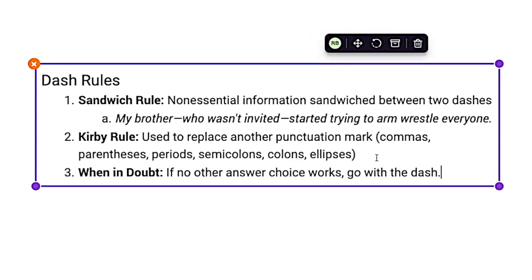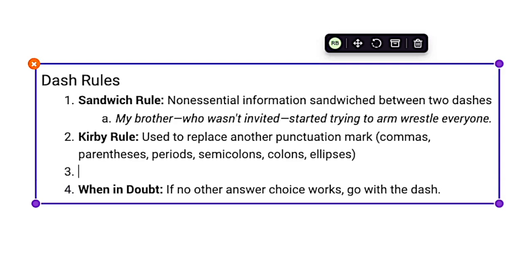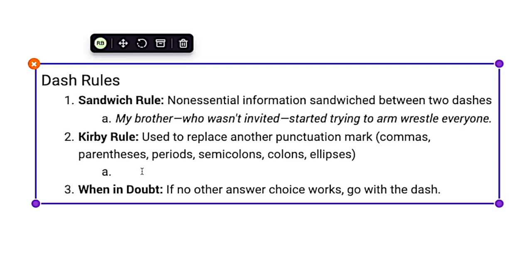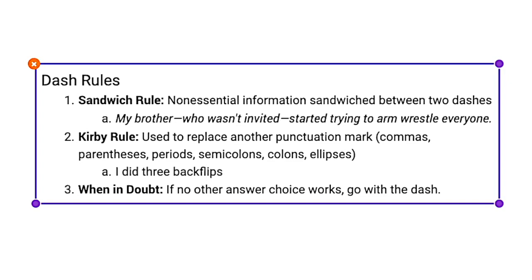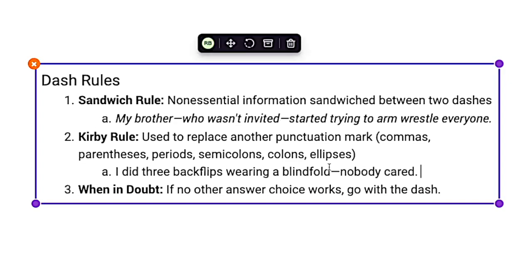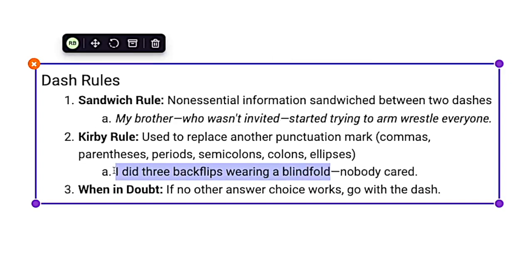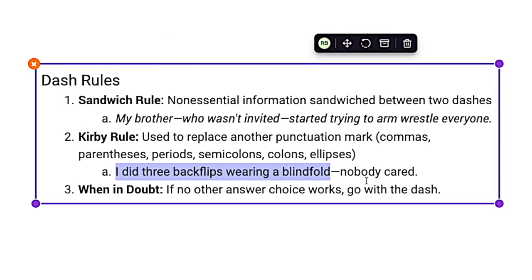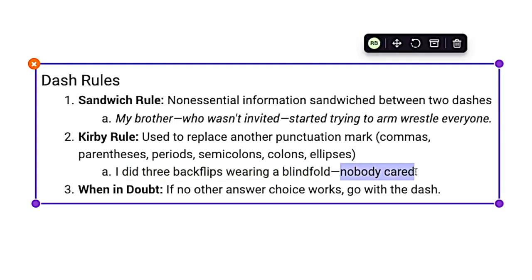The sandwich rule shows us how dashes can replace commas, but let's look at some other instances. Let's think about a period or a semicolon, which is basically separating 2 independent clauses. We could have a sentence like, I did 3 backflips wearing a blindfold. Nobody cared. So here, you could see we have 2 independent clauses. I did 3 backflips wearing a blindfold. That could be a sentence on its own. Nobody cared. That could be a sentence on its own.